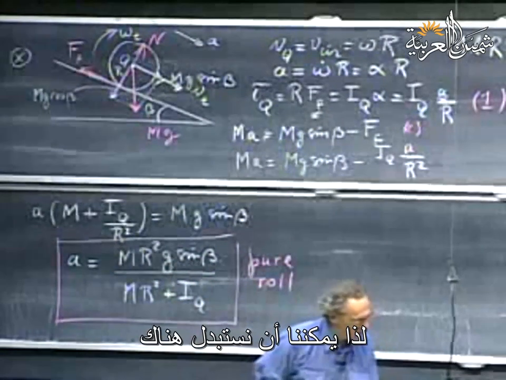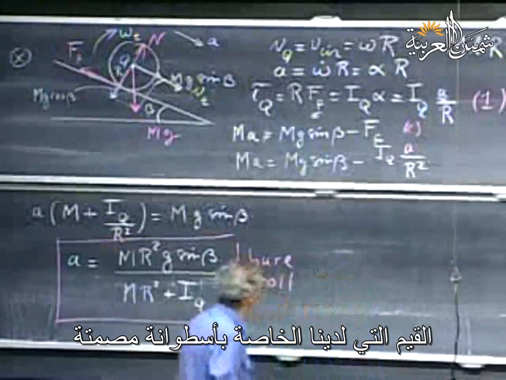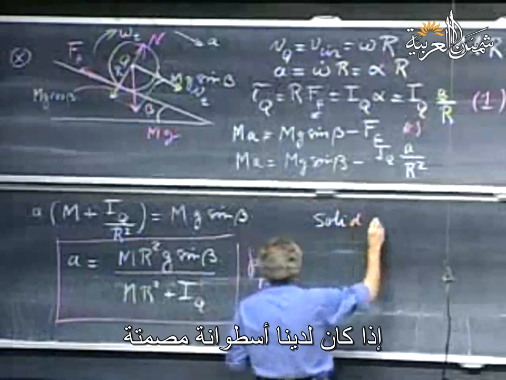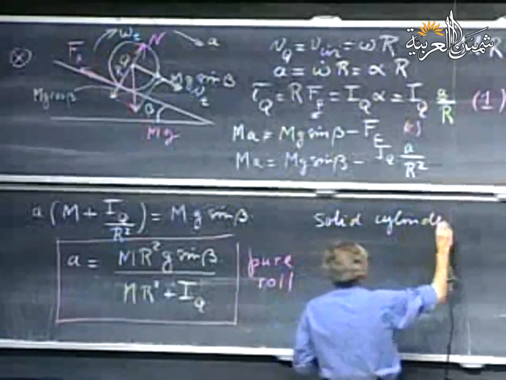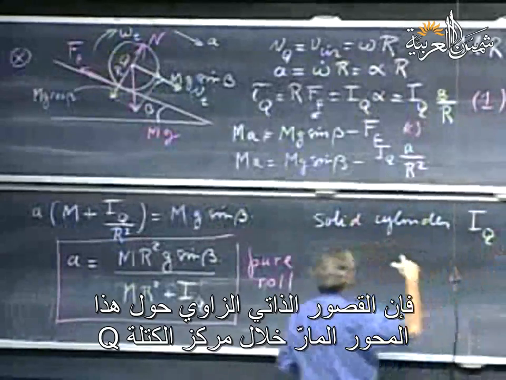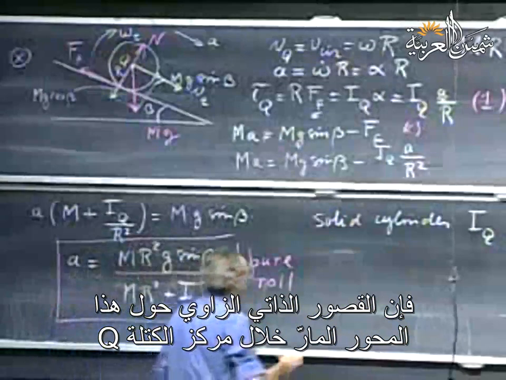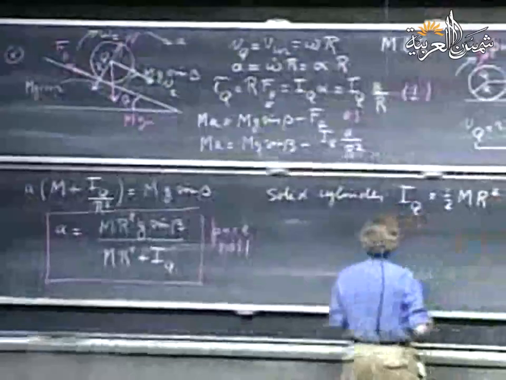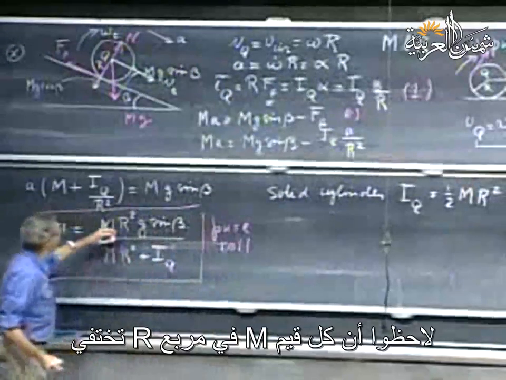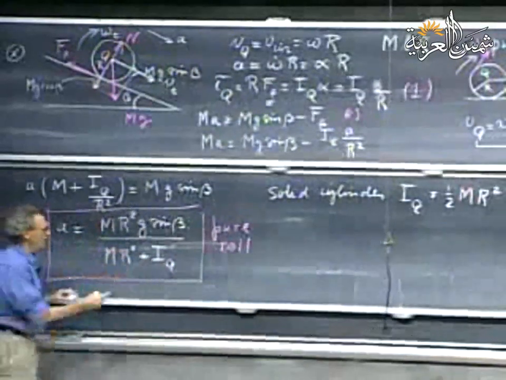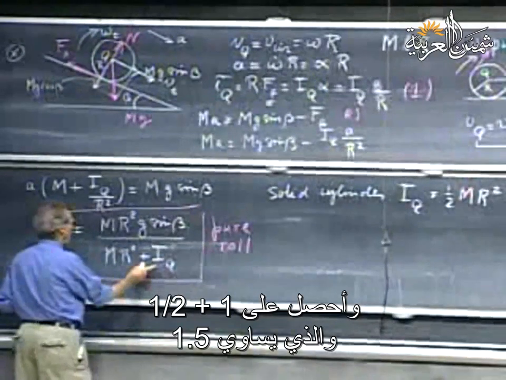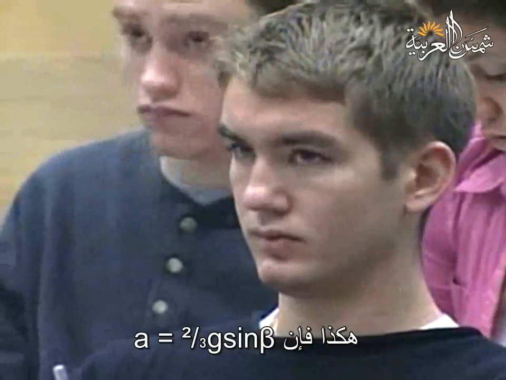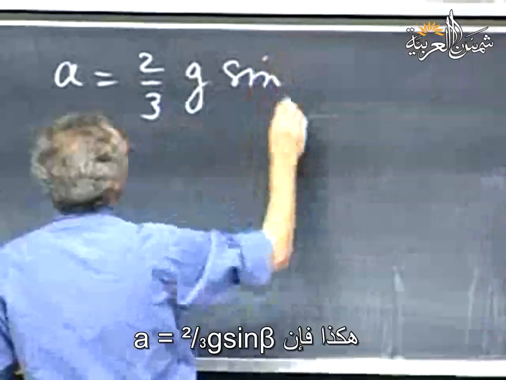So we can now substitute in there the values that we have for a solid cylinder. If we have a solid cylinder, then the moment of inertia about this axis to the center of mass, which I've called q, equals 1/2 mr squared. And if I substitute that in here, notice that all my mr squares go away. I get 1 plus 1/2, which is 1.5, upside down becomes 2/3. So a equals 2/3 times g times the sine of beta.